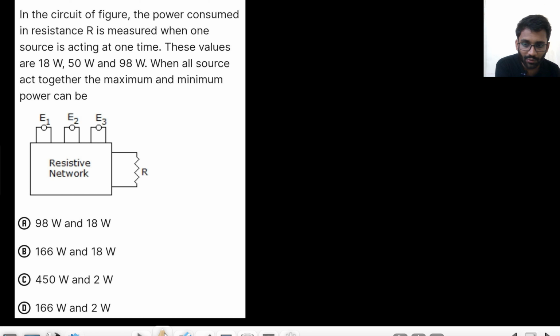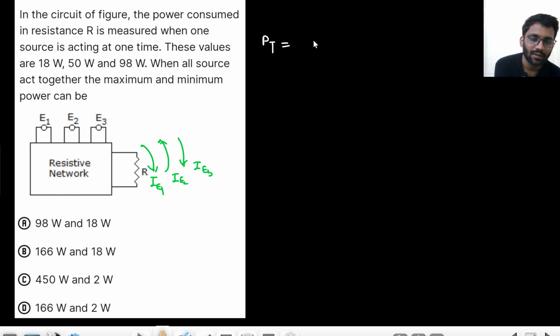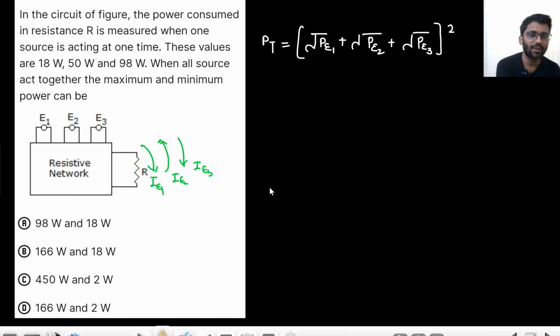Now you don't know the direction of current. Let's just assume because of E1, this is the direction of current, because of E2, this is the direction of current, and because of E3, this is the direction of current. So what have we studied? We have studied the formula that P total would be (root P1 plus root P2 plus root P3) whole square. Is this formula correct? No. In the formula we have studied plus minus because you don't know the direction of current.